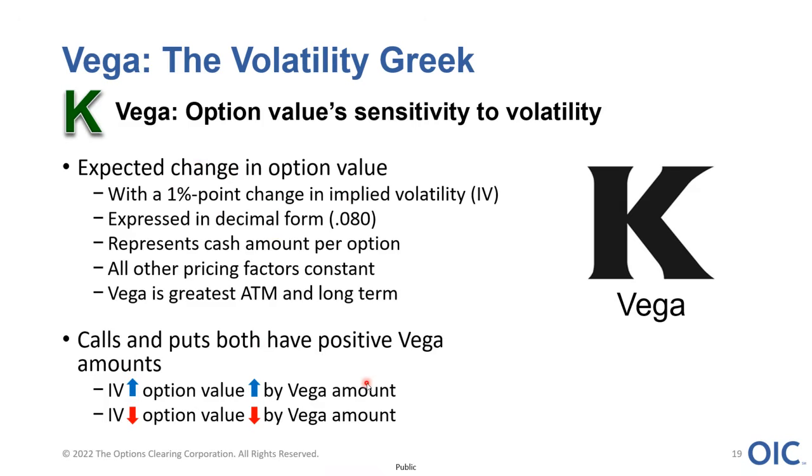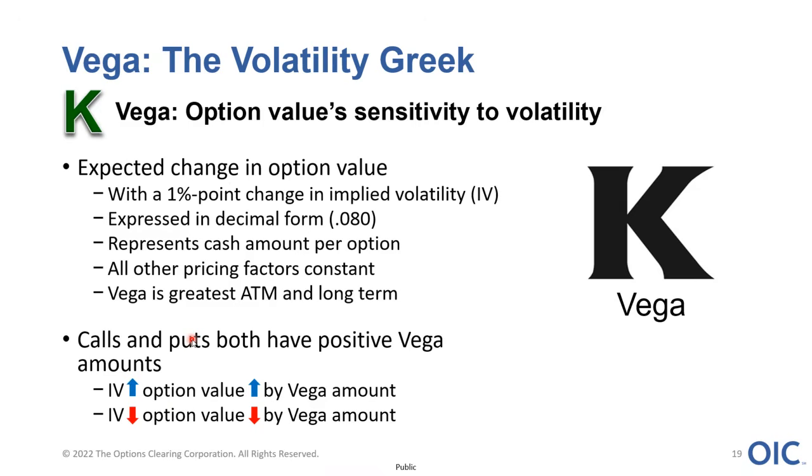Both calls and puts have positive Vega amounts. This is really important. Calls and puts both have positive Vega amounts. You can create a positive or a negative Vega position by what you do with the options. If you buy a bunch of options and all you do is buy options, no matter what, you're going to have an options book that is long Vega.